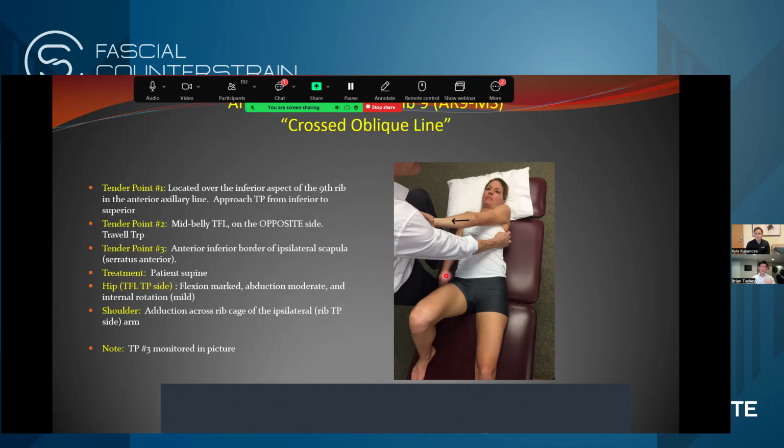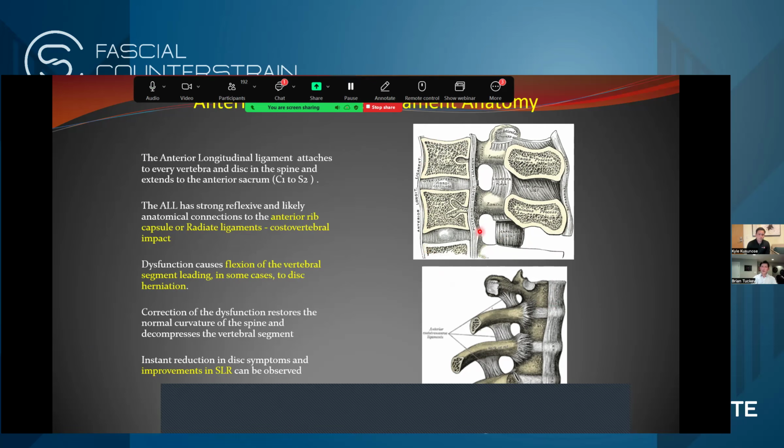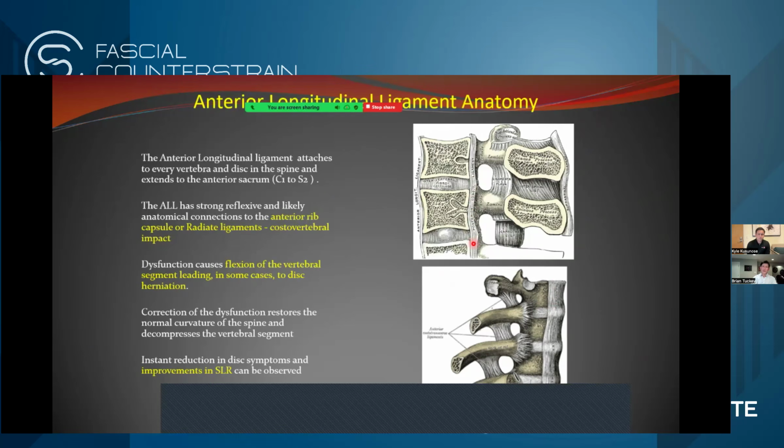Okay, so let's run on to spinal ligaments. So here's the anterior longitudinal ligament. There's your posterior longitudinal ligament. The anterior longitudinal ligament really goes from C1 all the way down to sacral 2. If that becomes restricted and contracted, again, all fascia contracts when inflamed, then it's going to give you a flexion moment or component. So you'll flex, okay? It can be one segment. It could be several segments.